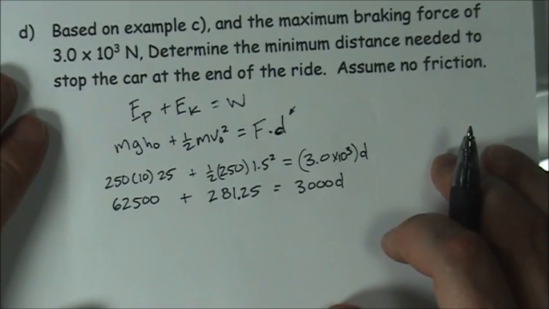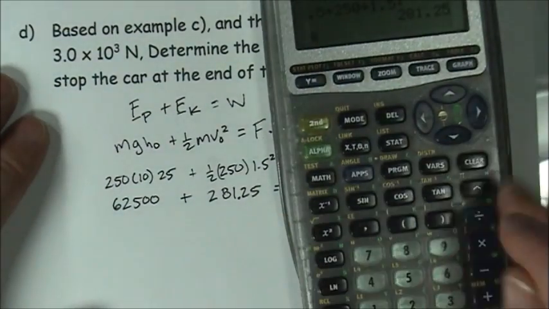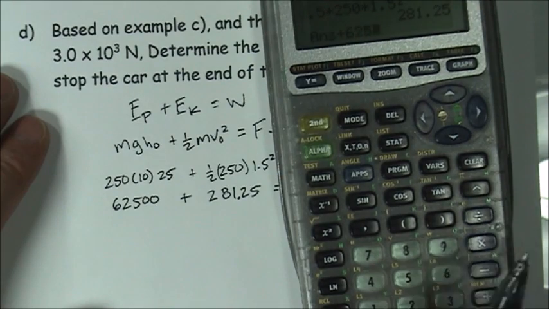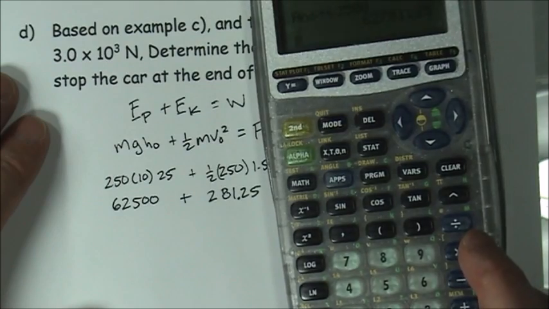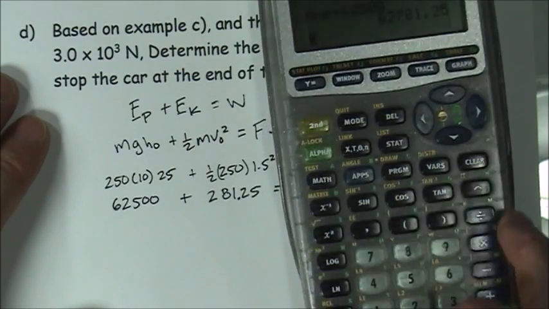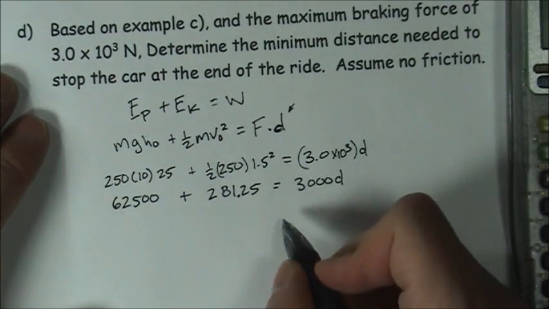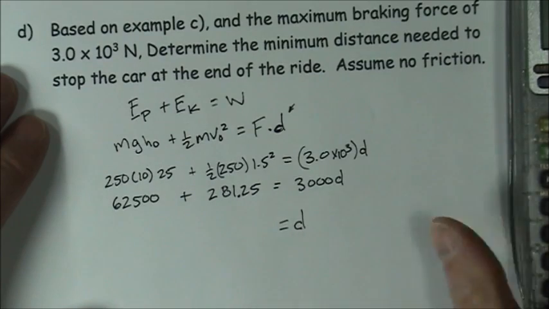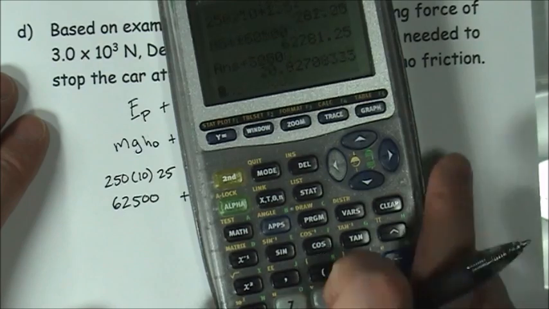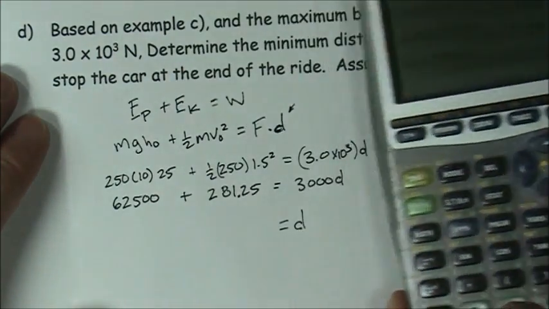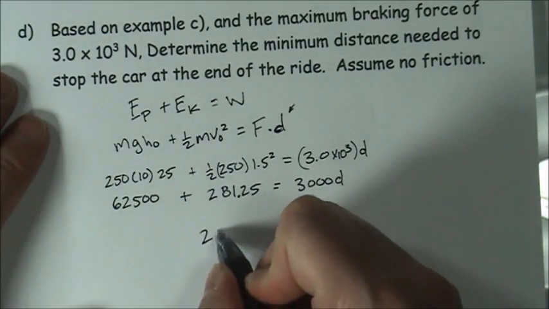3,000 times d. Okay, so putting those two numbers together, plus 62,500, that's 62,781, and then I'm going to divide that by 3,000 to get d. Divided by 3,000, and I get a minimum stopping distance of 20.9.